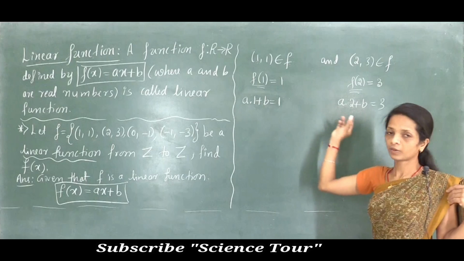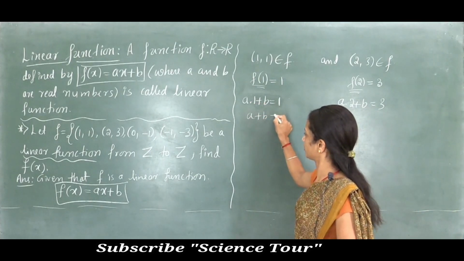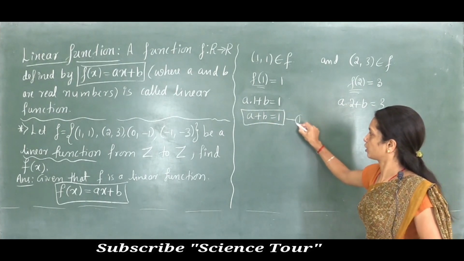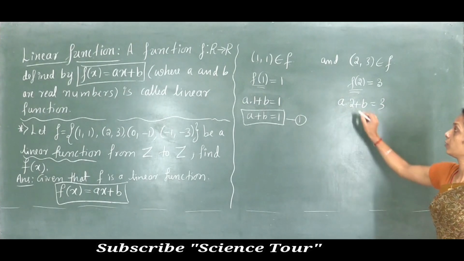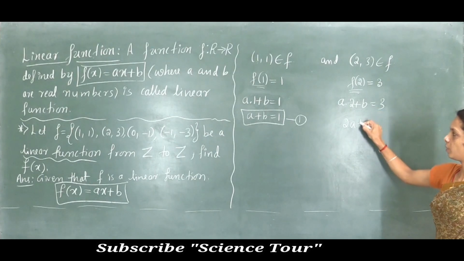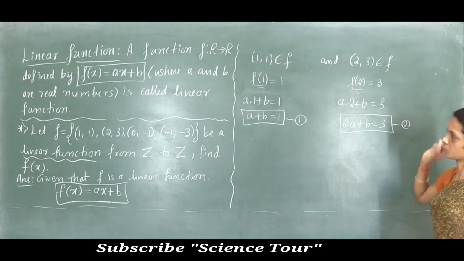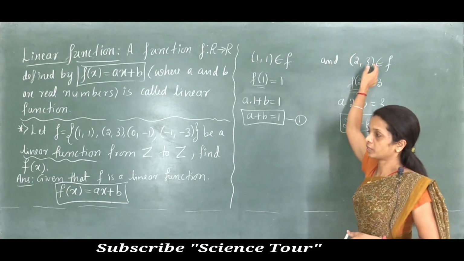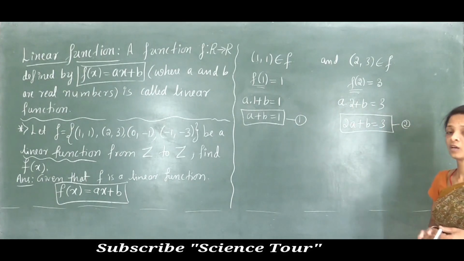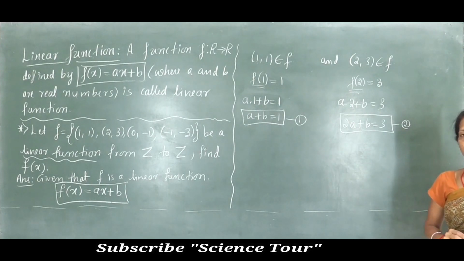Okay. And simplify these two. A into 1, that is a plus b is equal to 1. So you got one equation, and you take this equation as equation number 1. And here you simplify 2 into a, that is 2a plus b is equal to 3. Okay. And you take this as equation 2. So using two ordered pairs in this function, we got two equations, and we named them equation 1 and equation 2. Now we have to get a and b from these two equations.